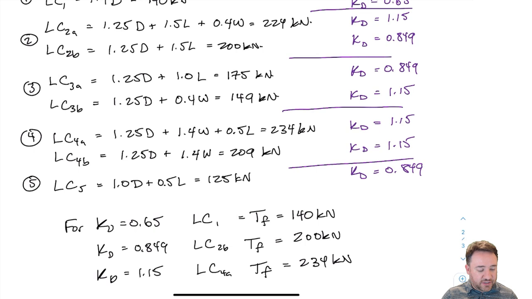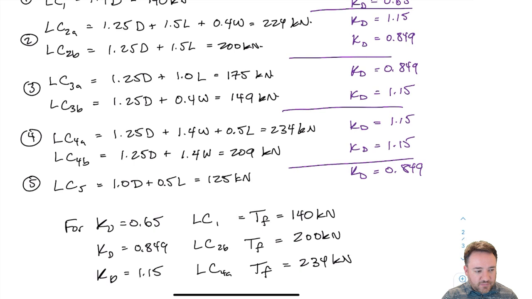So one approach that I could take is I could calculate three different TRs, one for KD equals 0.65, one for KD of 0.849, and one for KD of 1.15. And then I can compare each one individually to the TF. And that's an approach that I've taken in some examples. But for tension, since the factored resistance is linearly proportional to KD, that means if KD doubles, the resistance doubles. If KD is half, then the resistance is half. Then I can actually find out right now which of these load combinations is going to govern.